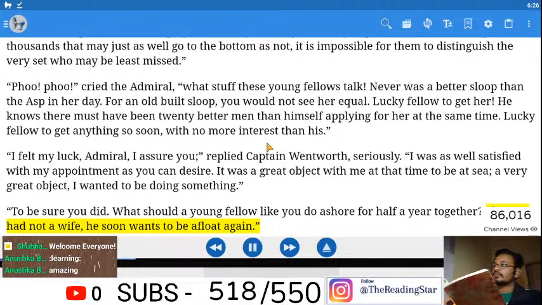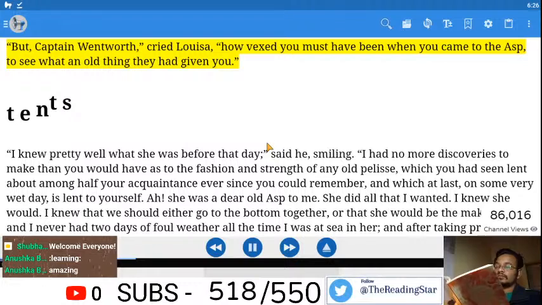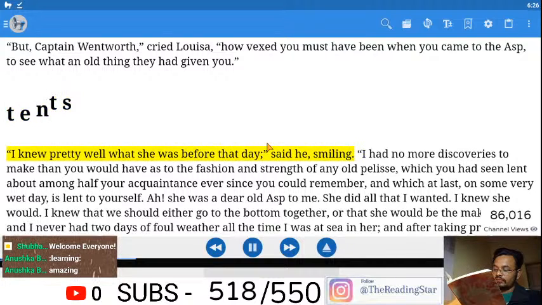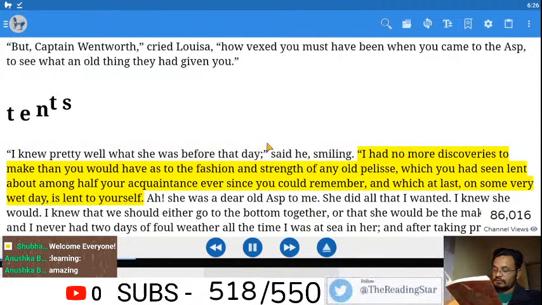But, Captain Wentworth, cried Louisa, how vexed you must have been when you came to the Asp, to see what an old thing they had given you. I knew pretty well what she was before that day, said he, smiling. I had no more discoveries to make than you would have as to the fashion and strength of any old pelisse, which you had seen lent about among half your acquaintance ever since you could remember, and which at last, on some very wet day, is lent to yourself.